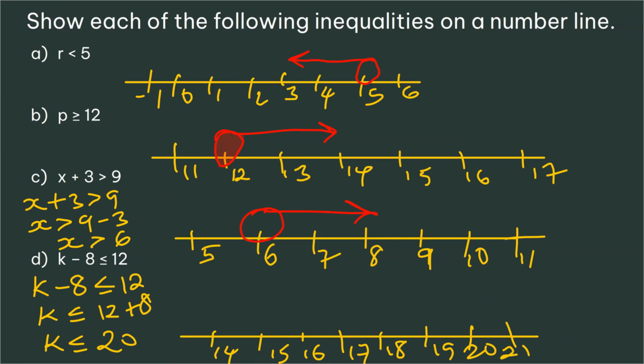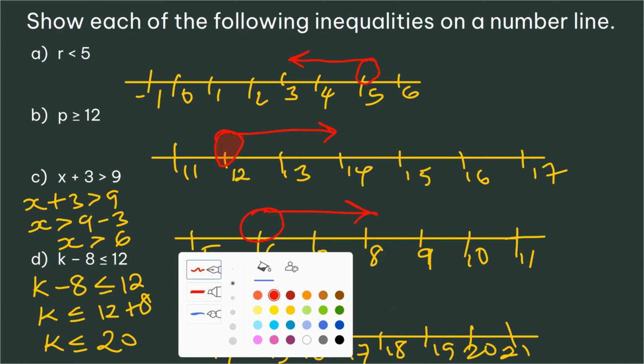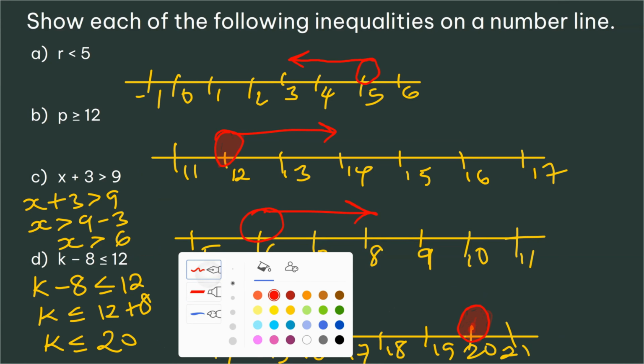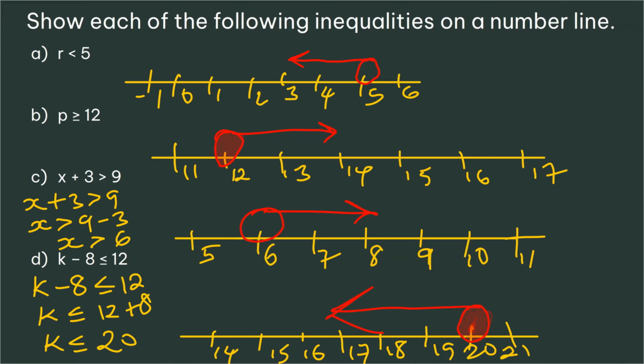You can continue if you want, but we just want to show that k is less than or equal to 20. So in this case, we are going to use a closed circle. At 20 you're going to have a circle and then shade it. This closed circle shows that 20 is part of the answer. If k is less than or equal to 20, then k can also be 20. But since it is less, we are moving left. That's how we show inequalities on a number line. It's so simple.